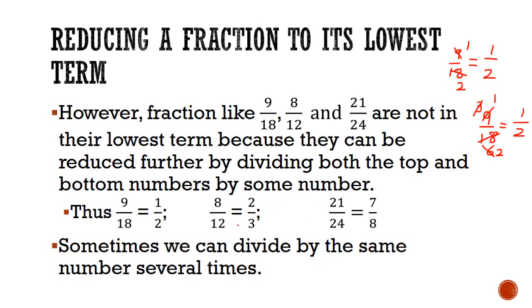Similarly, we can show that 8 over 12 is equal to 2 over 3. 4 can go into 8 two times, and 4 can go into 12 three times. And similarly, 21 over 24: 3 can go into 21 7 times, and 3 can go into 24 8 times.